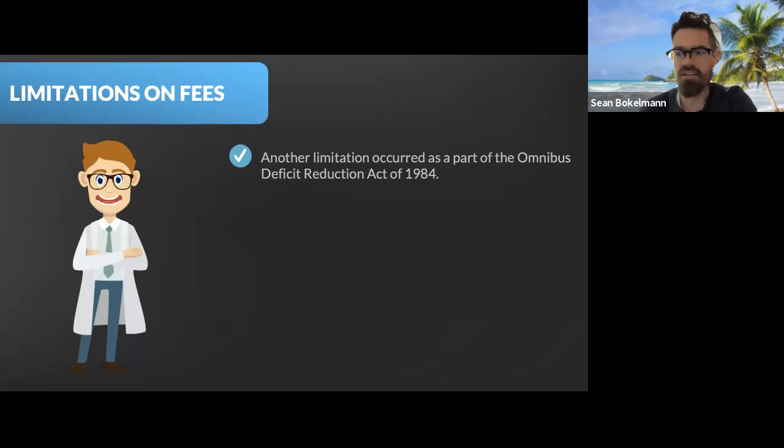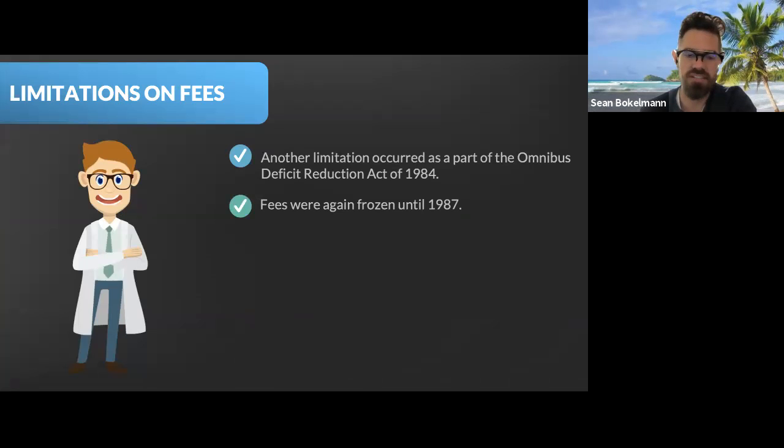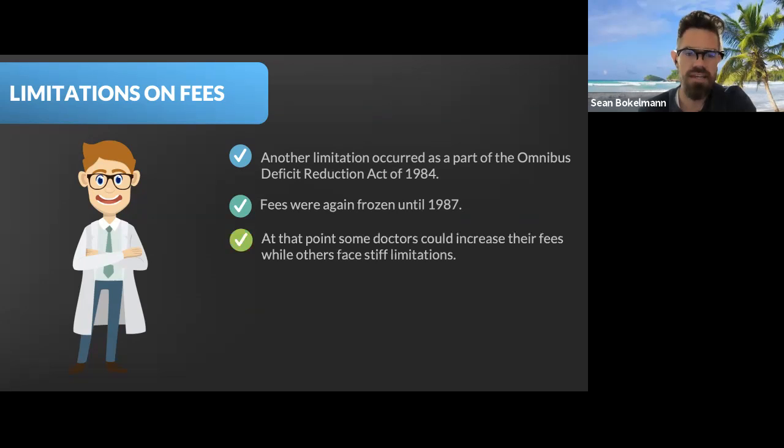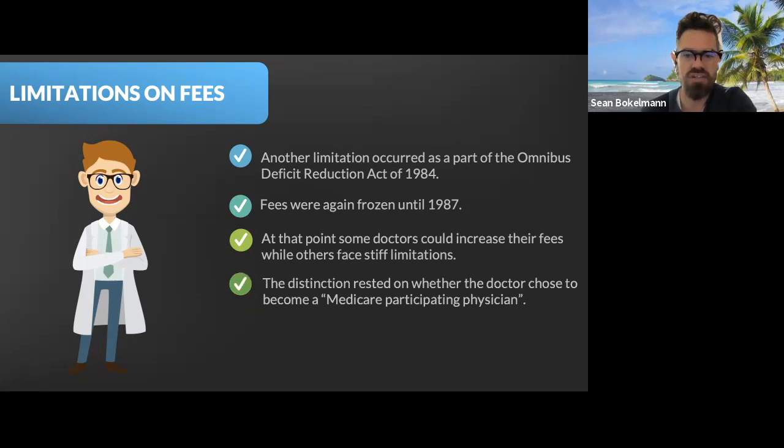Later, another limitation that was part of the Omnibus Deficit Reduction Act, where fees were frozen and lasted until 1987. And then at that point, some doctors could increase their fees, but still faced stiff limitations. And the difference came between a distinction whether the doctor chose to be a quote unquote participating physician or not. So if you were a participating physician, you could increase your fees. And if you were not a participating physician, then there were stricter limitations on fee increases.